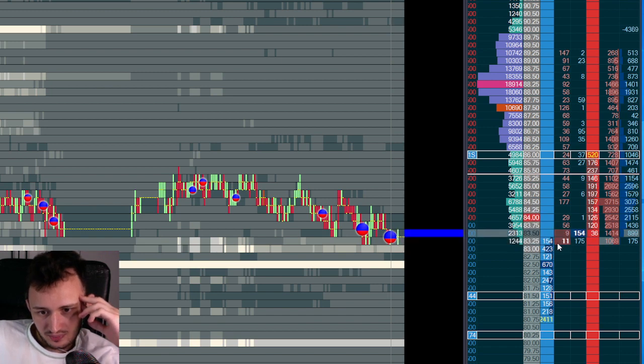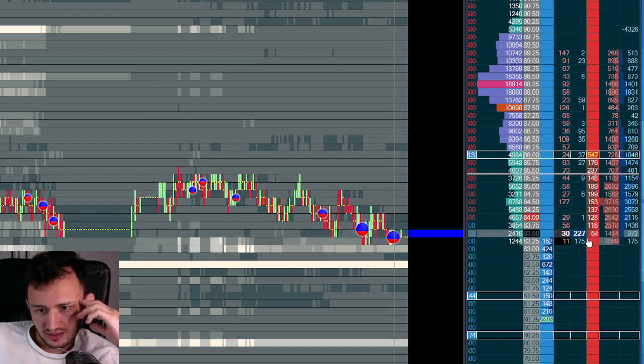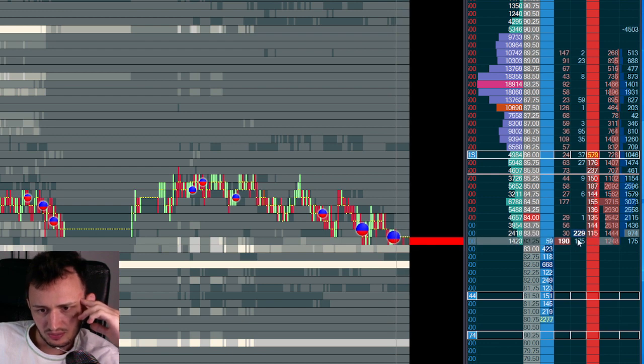Everything still looks good. Now this should kind of go here. See the offer stepping up here as well, absorbing the buying. Even though we have buyers, they're getting absorbed. We see even more selling pick up here.